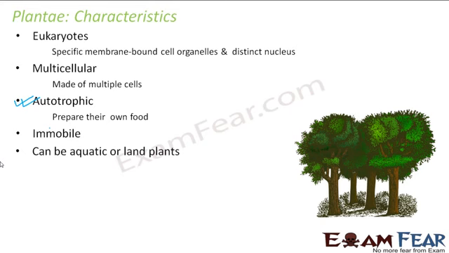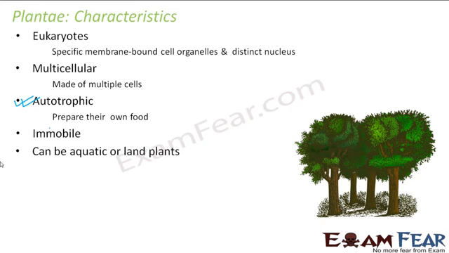They can be aquatic or land plants. When we talk about land plants, I'm sure a lot of examples come to your mind, right? Because most of the trees which we see around us, trees or small plants or grasses, we see most of them on land.